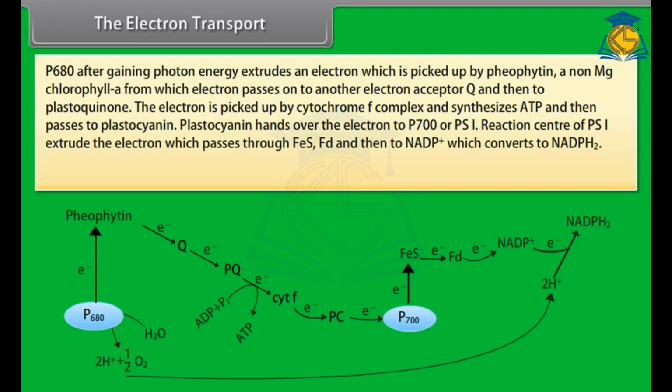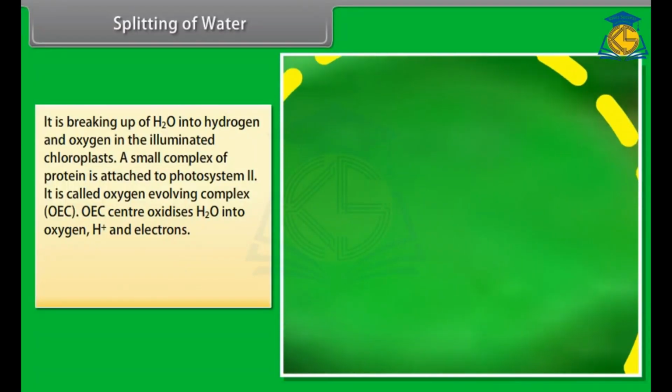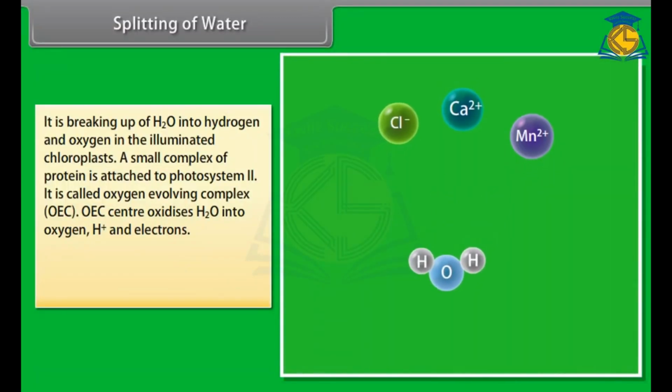Plastocyanin hands over the electron to P700 or PS1. The reaction center of PS1 extrudes the electron which passes through FeS, Fd and then to NADP+, which converts to NADPH2. This scheme is also called the Z scheme due to its characteristic shape. Splitting of water is the breaking up of H2O into hydrogen and oxygen in the illuminated chloroplast.